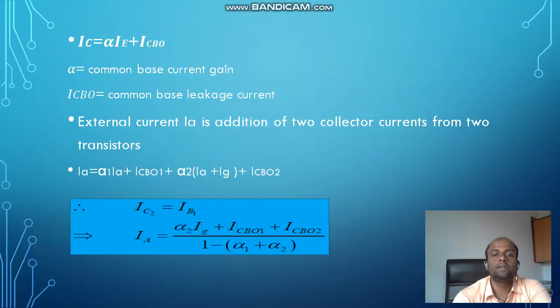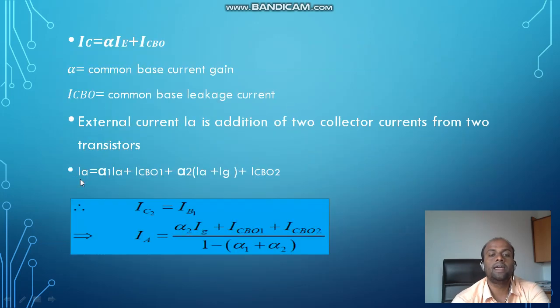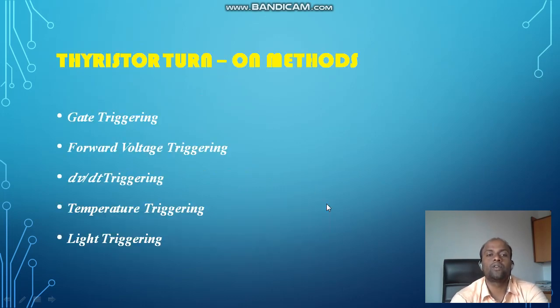Yes, so just now I said, this is the final equation. The external current IA is nothing but the addition of two collector currents IC1 plus IC2, right? Now if you rearrange this equation for IA, instead of IC2 you can put IB1, and if you rearrange it for IA you will get this equation. So this is called the two transistor analogy of an SCR.